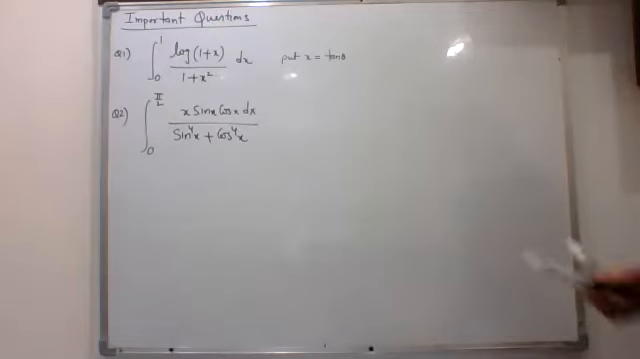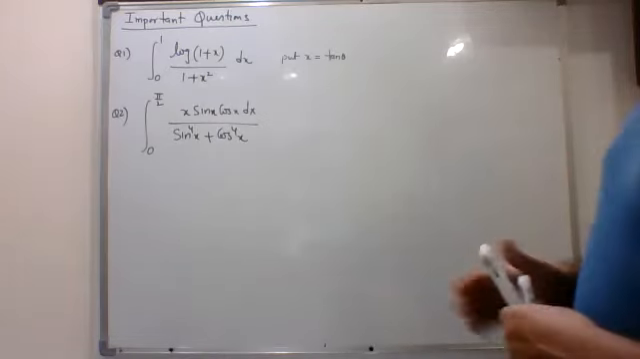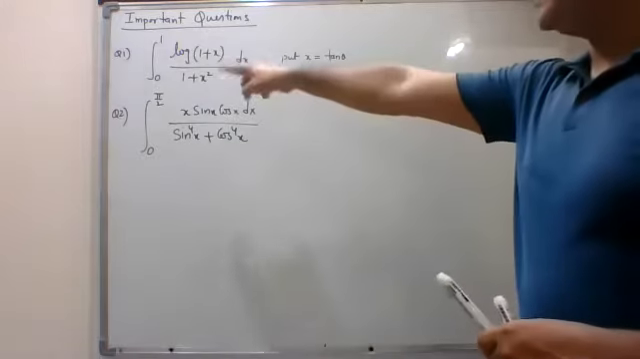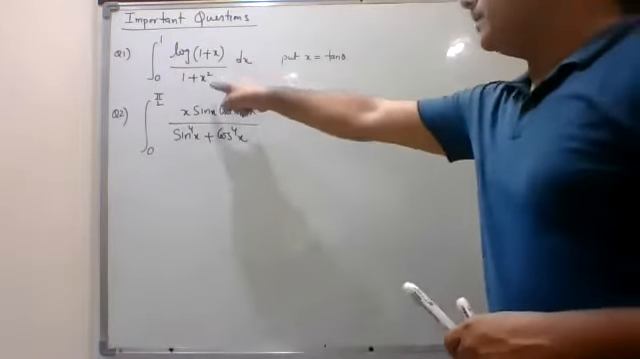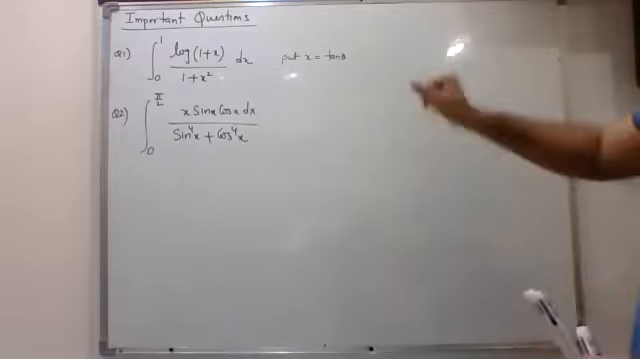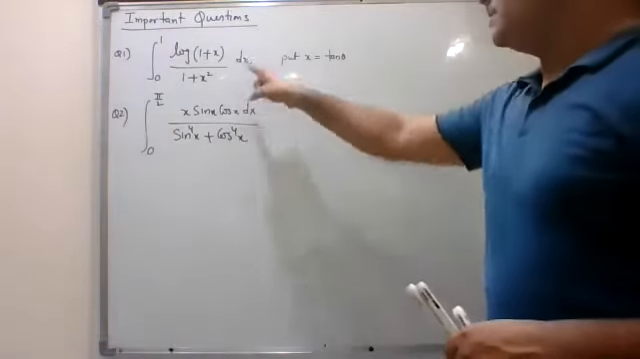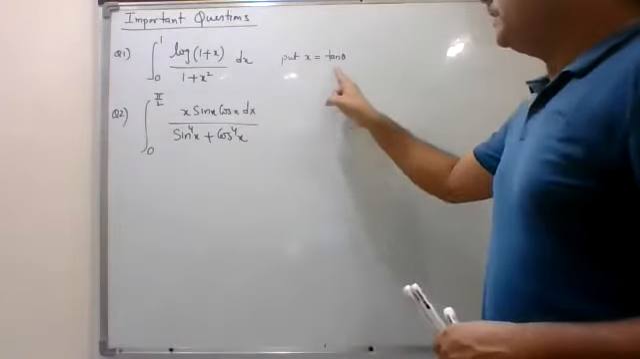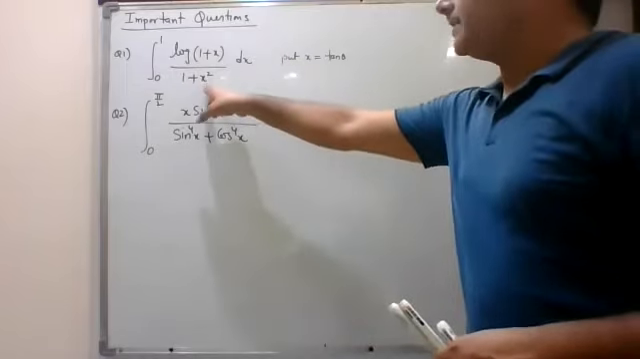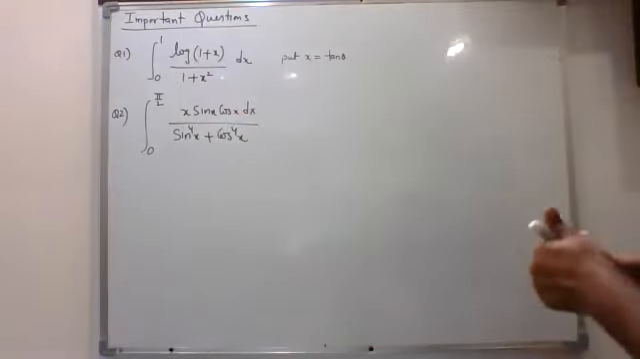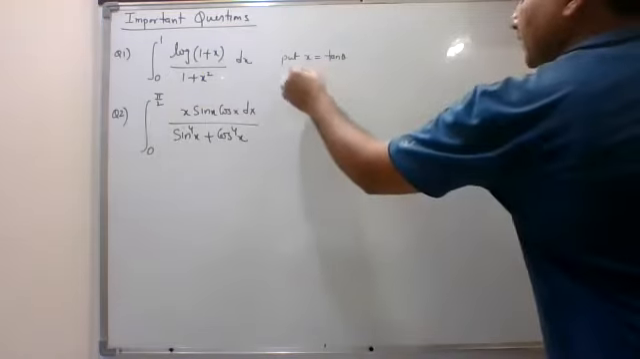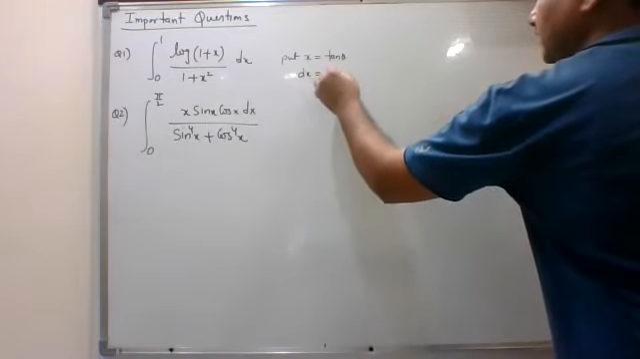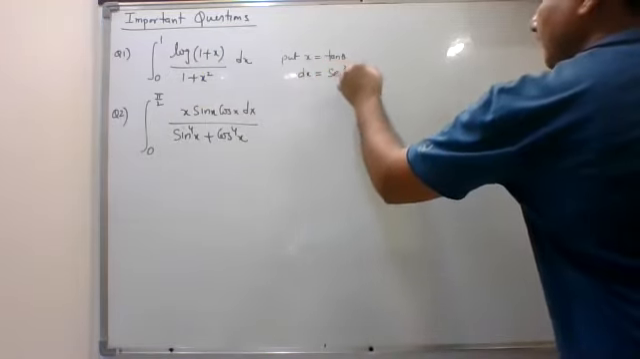Okay, so here we have two important questions. Both are 6 marker. The first one is the integral from 0 to 1 of log(1 + x) upon 1 + x square dx. In this question, we will just put x is equal to tan theta. Why are we putting this? Because you know that x square plus a square, then we can apply the substitution. Now let us differentiate this, so it will become dx is sec square theta d theta.